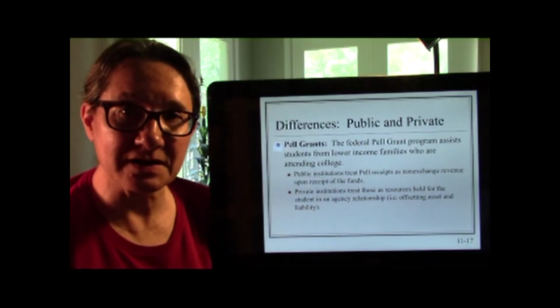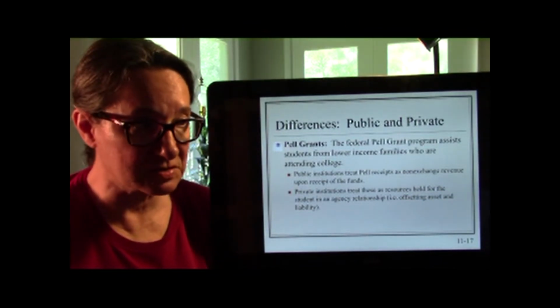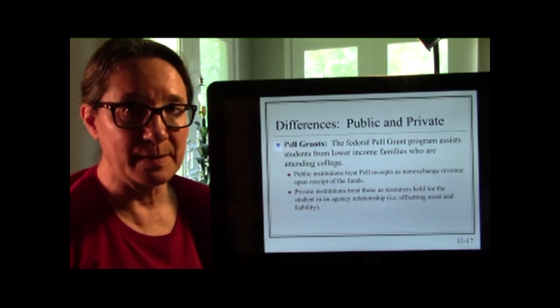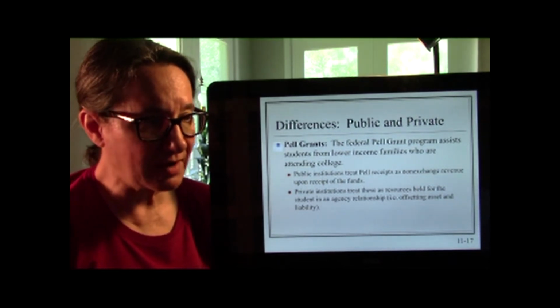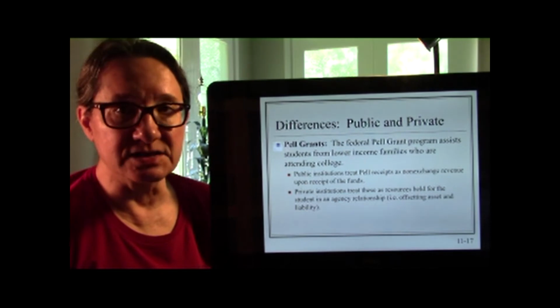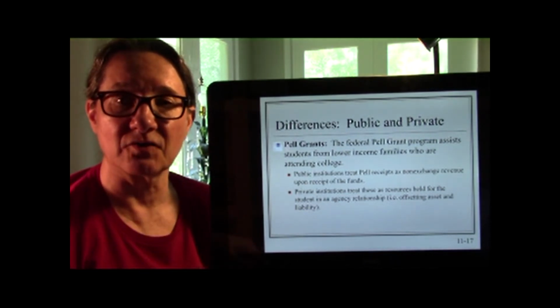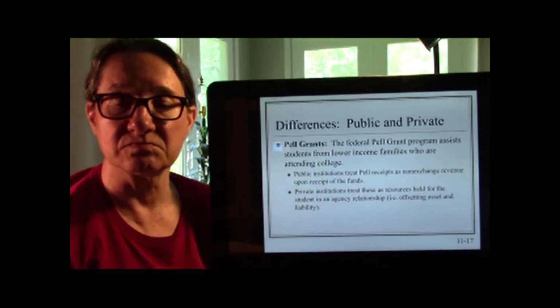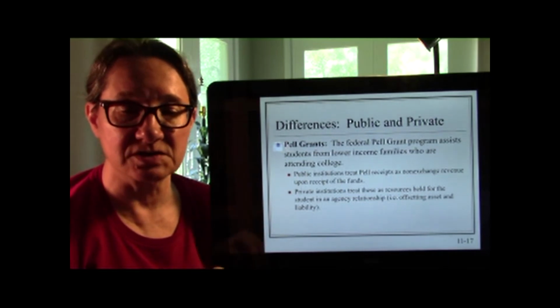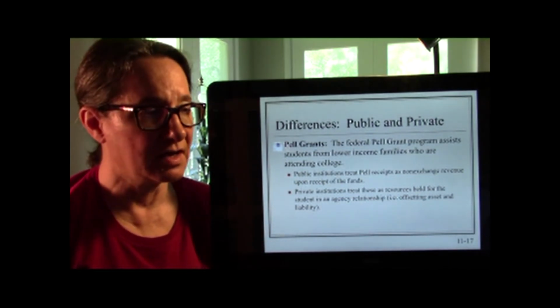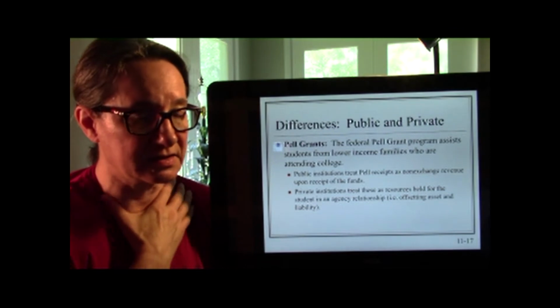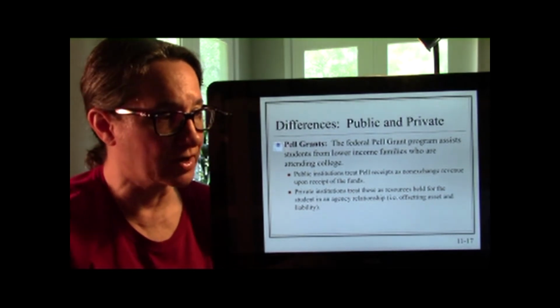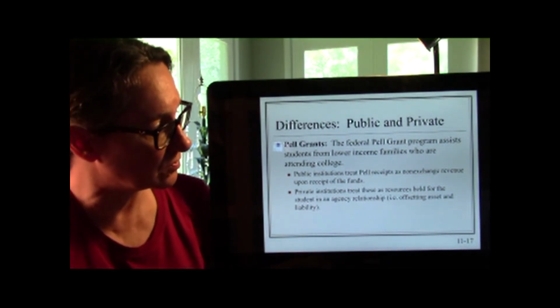Okay, we're talking about differences between public and private universities right now. We've talked about how Pell Grants at a private work like an agency relationship held in trust. Government gives the Pell Grant to, say, Rice University or Harvard University. Harvard passes it on to the student. At a public institution like Texas A&M Kingsville, we're going to treat that as non-exchange revenue.